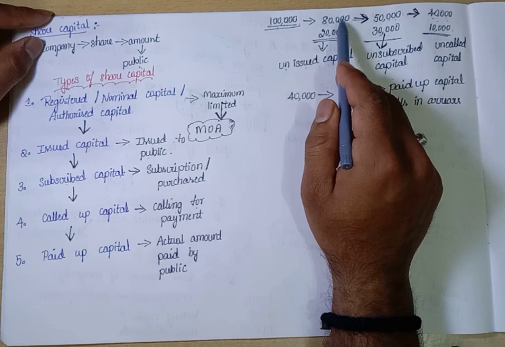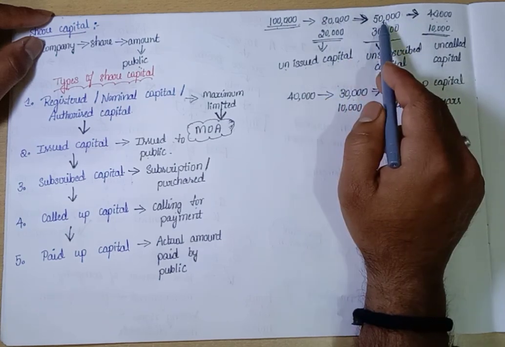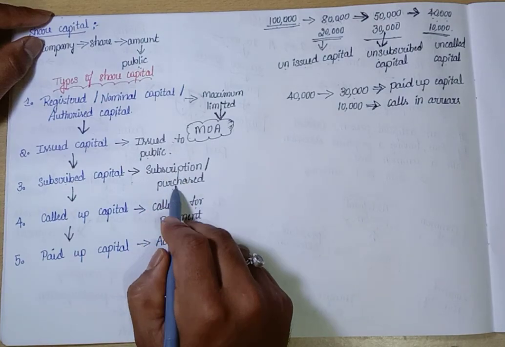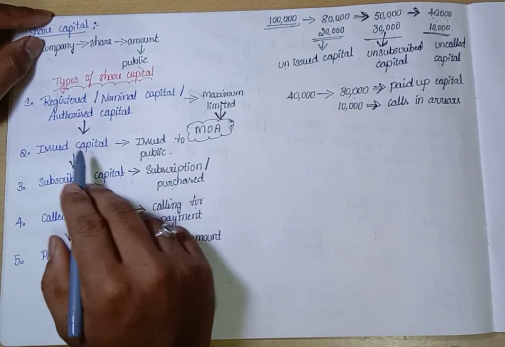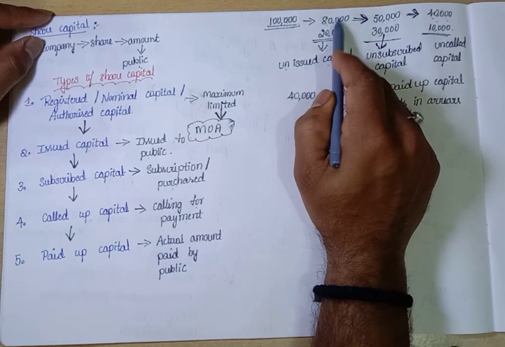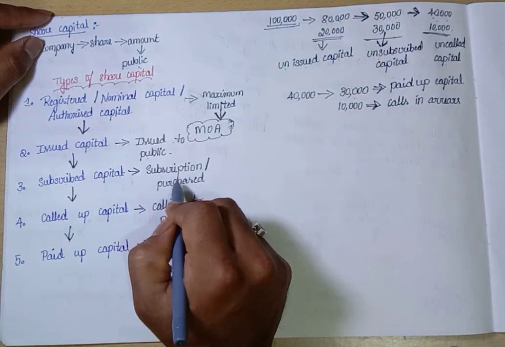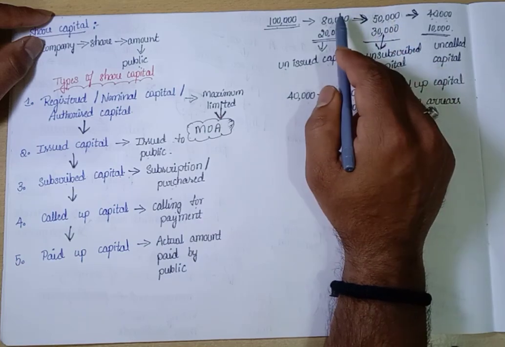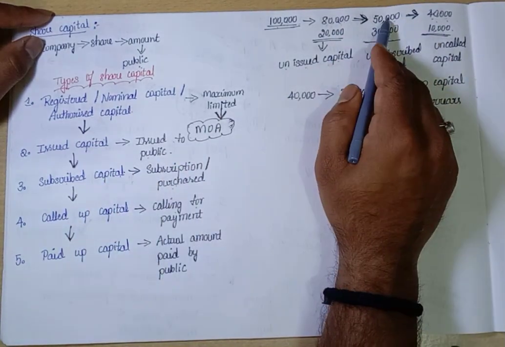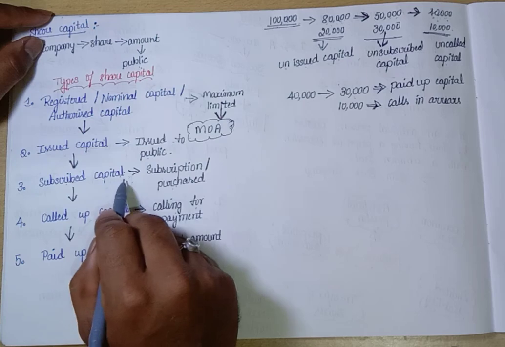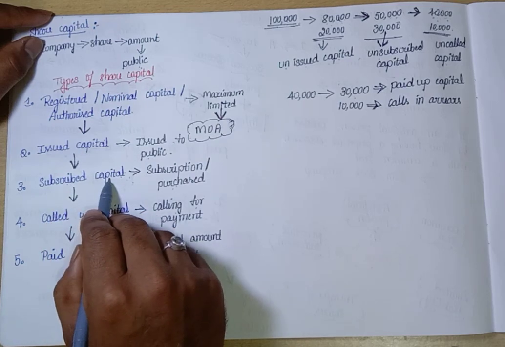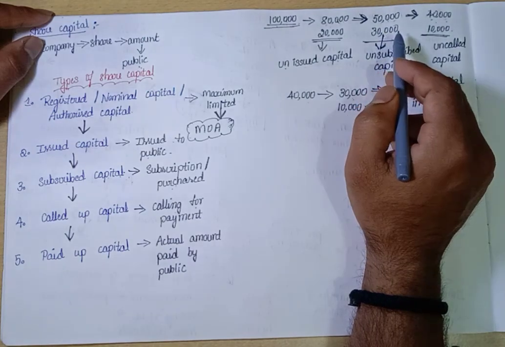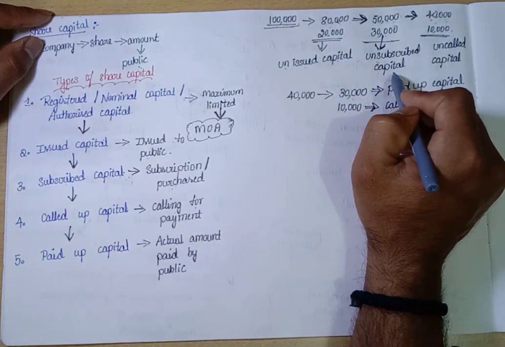Then out of this 80,000 issued, only 50,000 worth of shares are subscribed or purchased by the public. So subscribed capital is the part of issued capital which is purchased or subscribed by the public, that is 50,000 out of 80,000. The remaining 30,000, even though we issued it, the public did not subscribe, and this is called unsubscribed capital.